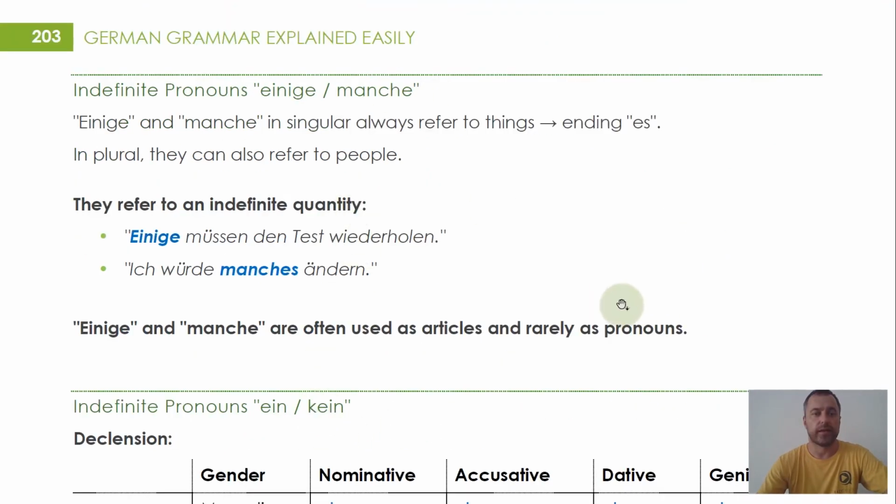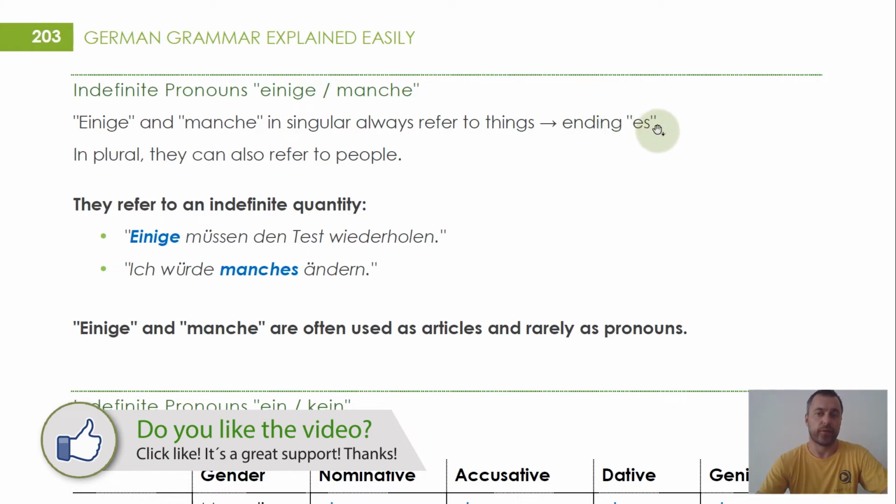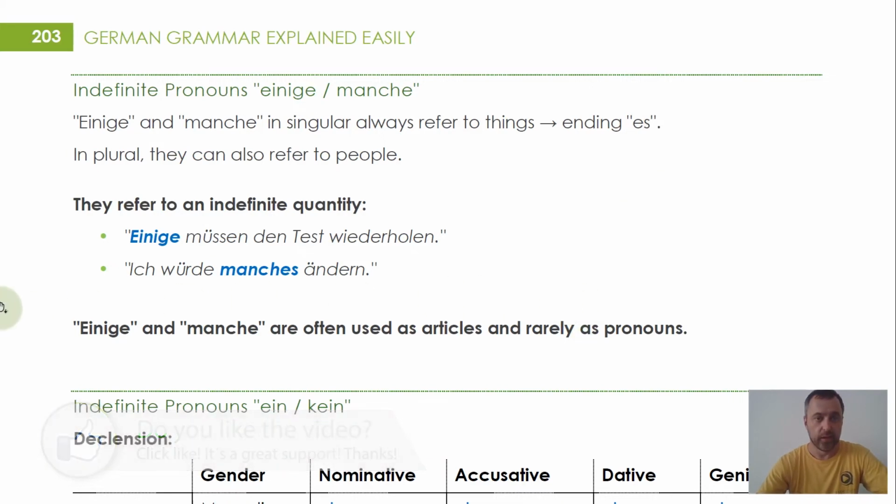Now we have a look at the indefinite pronouns einige and manche. They also work for things and people. And there you can see if you refer to a thing, you have to use the ending es. Einiges and manches. In plural, they can refer to people and then they just say einige and manche. But in singular, they actually always refer to things.